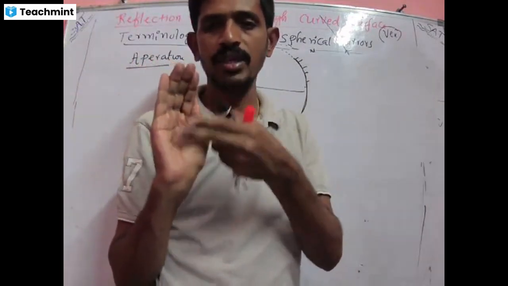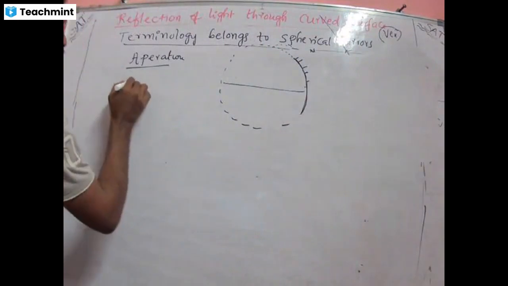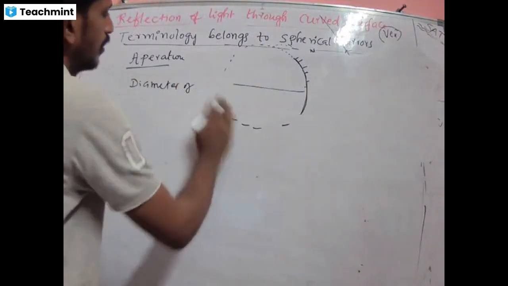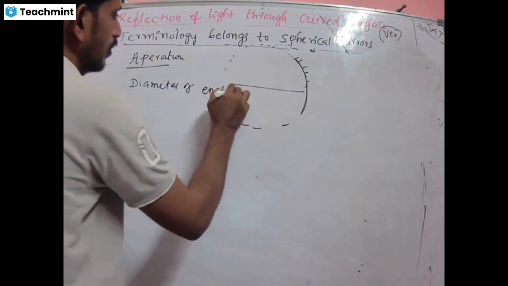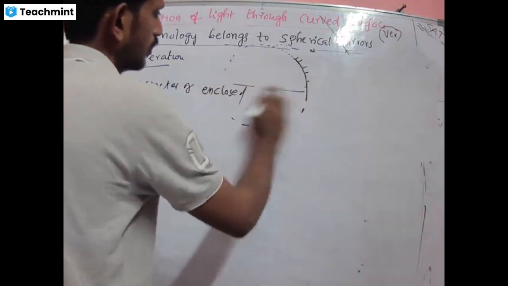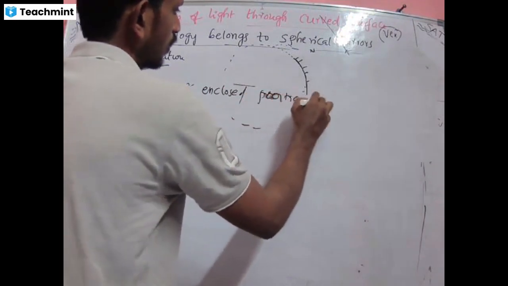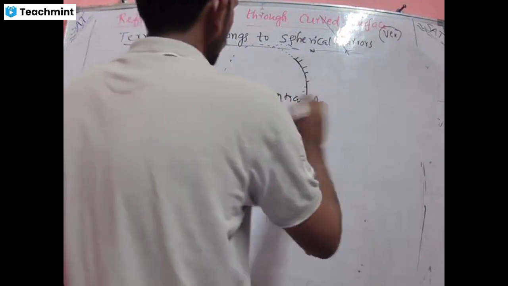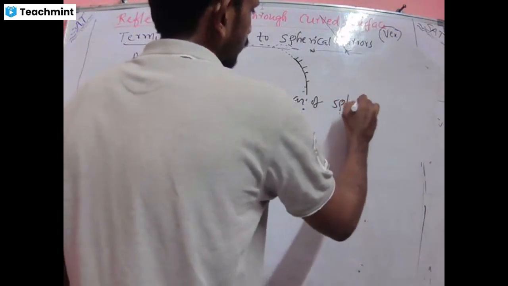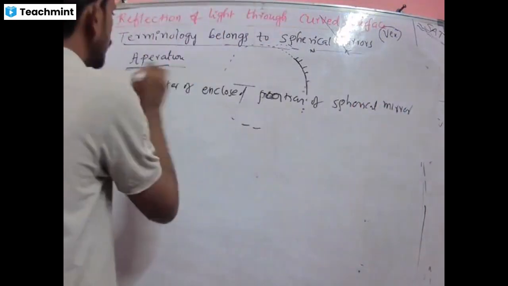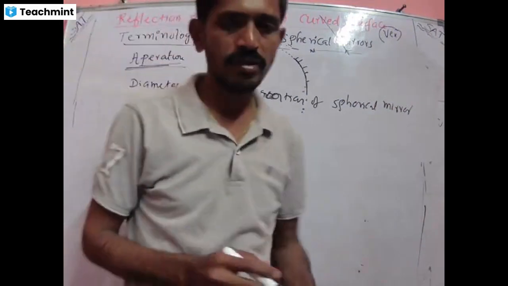So I'll write the definition here: diameter of the enclosed portion of a spherical mirror is called the aperture. Aperture. This is the terminology we need to remember.